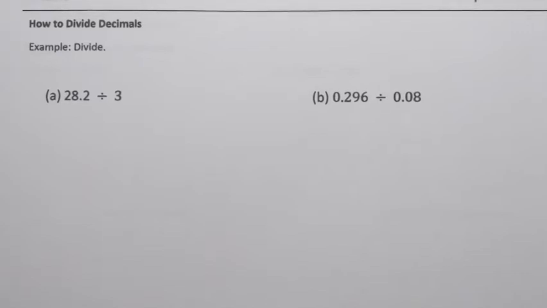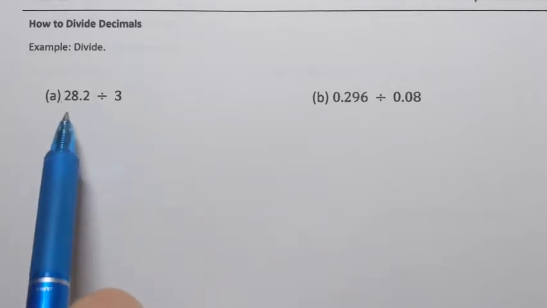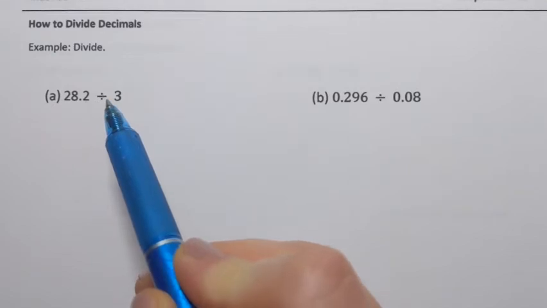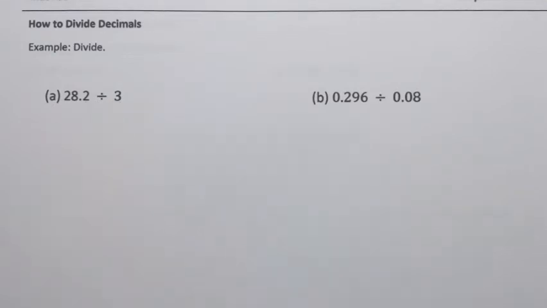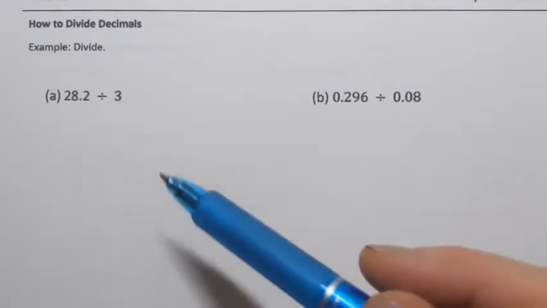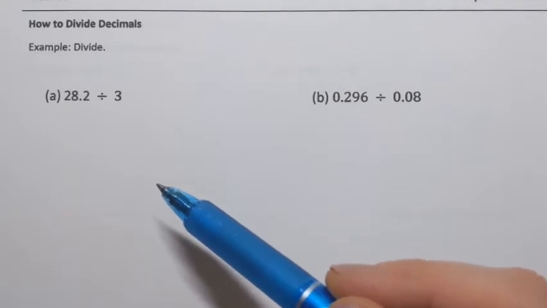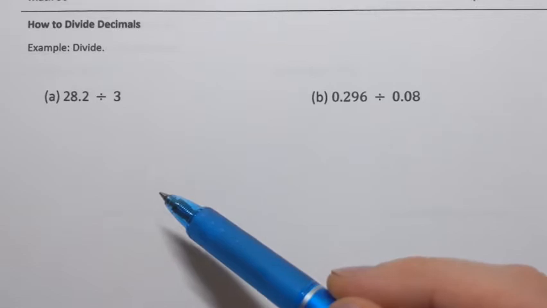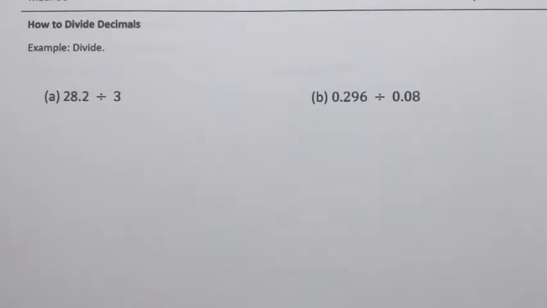In this video, we're going to learn how to divide decimals. Let's start by doing the first example. 28 and 2/10 we have to divide by 3. To divide decimals, we use long division method, the same long division method that we use for dividing integers.